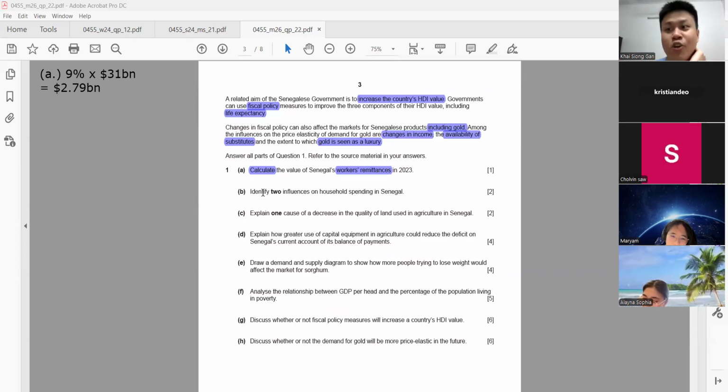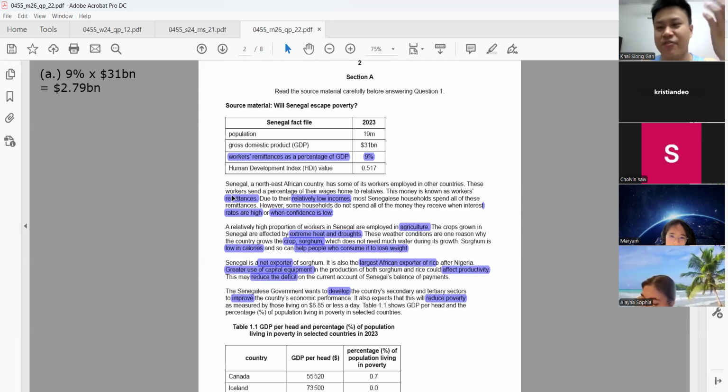This kind of question, don't go and create your own answers. Identify true influences on household spending in Senegal. First, don't create your own answer. Second, don't go and explain. I can still see some students love to explain. For what? 2 marks only, you explain for what? If in the exam you really cannot find the answers, the tip is that Question B means the answers are in the first or second paragraph only. So can you find the answers or not?